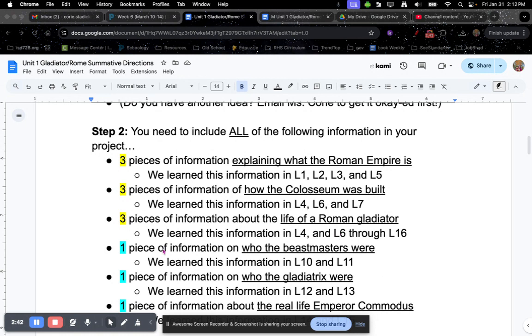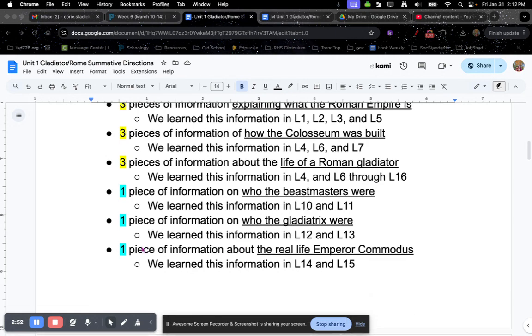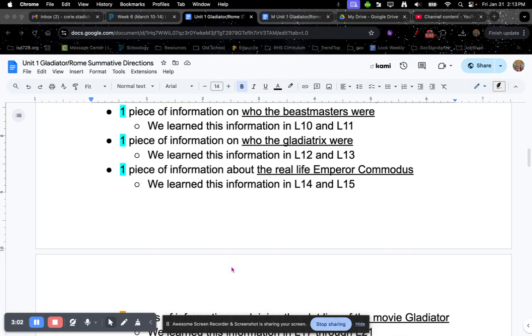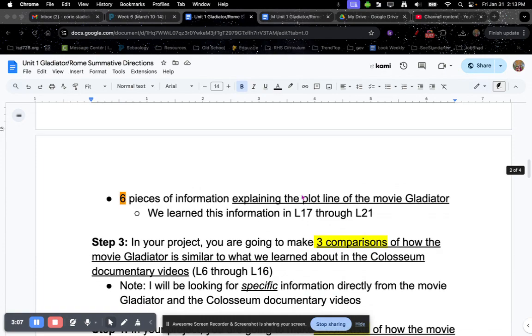All right, and then one piece of information on who the Beastmasters were. So we learned about the Beastmasters in lessons 10 and 11. One piece of information of who the gladiatrix were. So we learned about gladiatrix in lessons 12 and 13. And one piece of information about the real life Emperor Commodus. So we learned about this information in lessons 14 and 15.